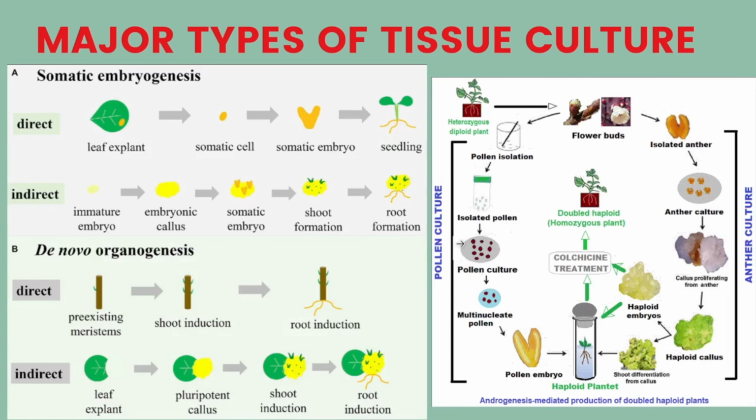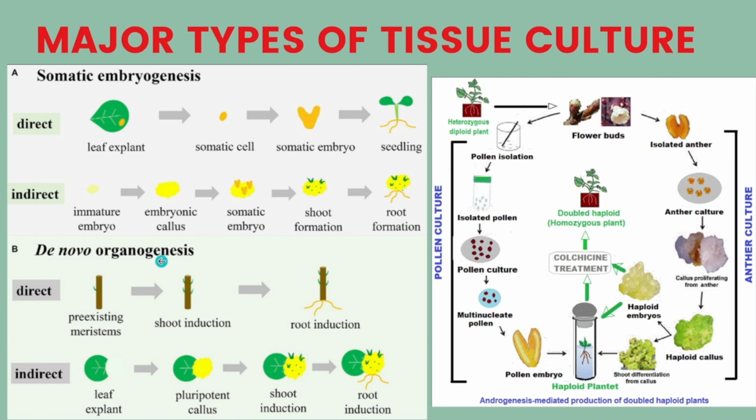Okay, so there are major types of tissue culture. One of the types is embryogenesis and organogenesis. What is the difference between embryogenesis and organogenesis? Embryogenesis, of course, is to develop an embryo, meaning that you need to develop the embryo, in which the cells have already developed into differentiated plant cells, either sexually or asexually, to form a new plant.